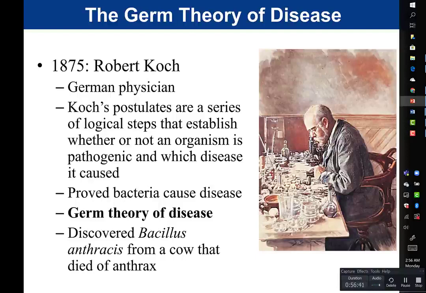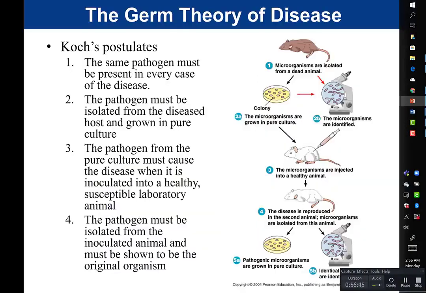So let's talk about how Koch's postulates work. What happens in Koch's postulates is that he took an organism from a dead animal. So let's say he had this mouse and the mouse died, and he isolated microbes from the dead animal. So they're grown into a pure culture where there's only one type of bacteria there. They would then identify those microorganisms, so see what types of microbes were present, and then they would take that pure culture and inject it into a healthy animal.